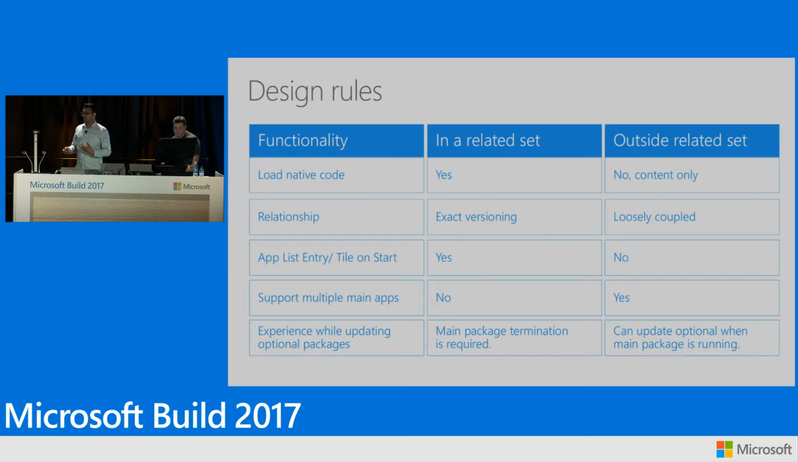And finally, let's spend a second talking about the update experience. So if you have just content in an optional package, you have the ability to go and now update your content packages without having to restart your main app. But if you're in a related set, you probably have code and you have the tight versioning. And to make sure that everything is in sync, to update one of these optional packages that have code, you also have to restart your main app.